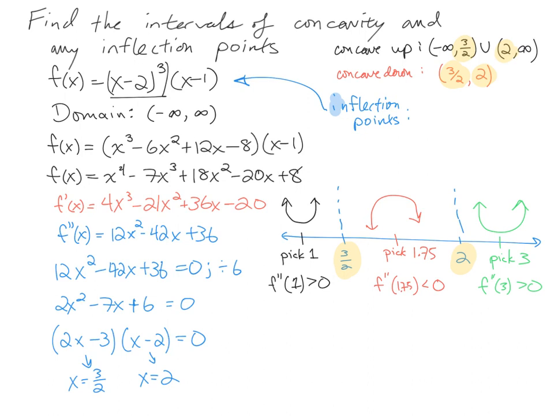So what we have to do then is substitute these x values that we already know into the original function to figure out that the y values are going to be 0 and negative 1 over 16, respectively. Let's take a look at that next example.